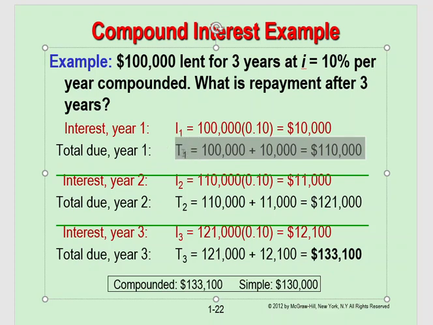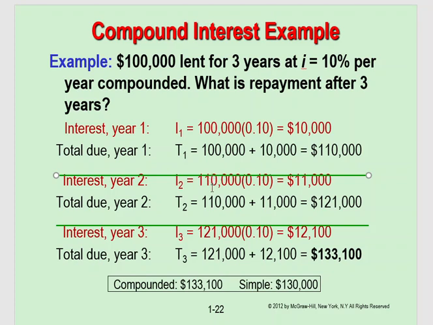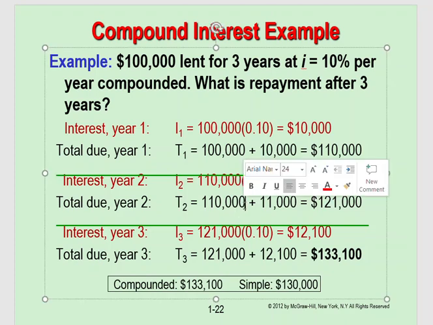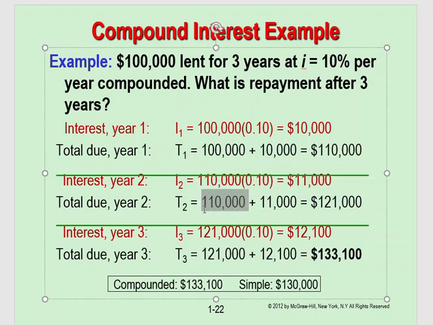So this 110, now I use it to calculate what? I use it to calculate my new interest. So I will say 110. Okay? 110, and what's my interest? 10%, it's 11. So now my total amount is based on the previous one. Third year, same thing. So this is, we call it compound.